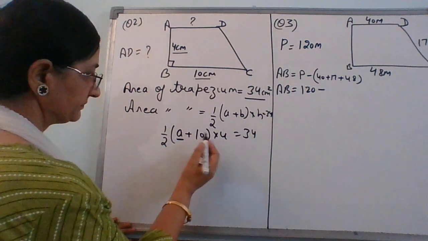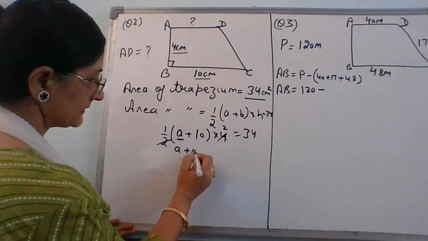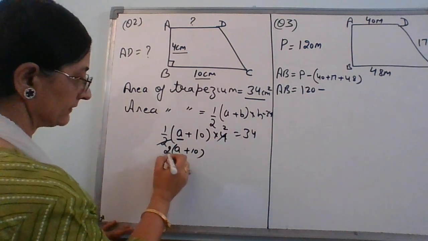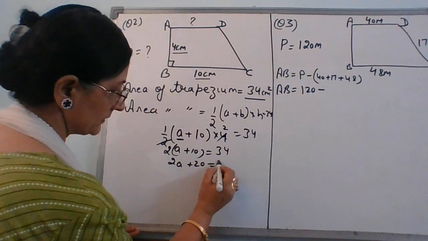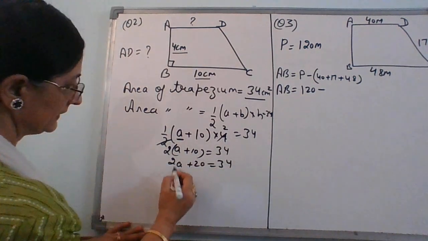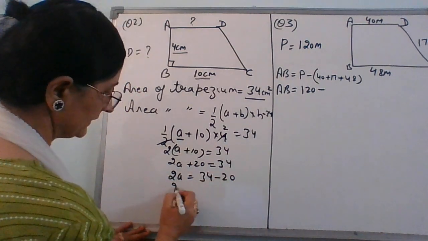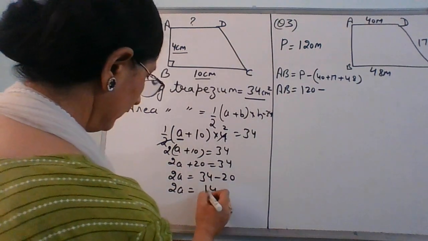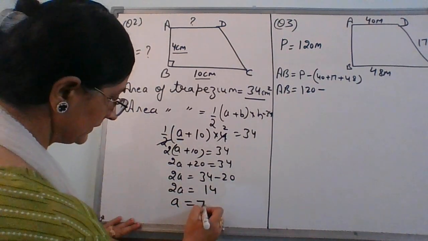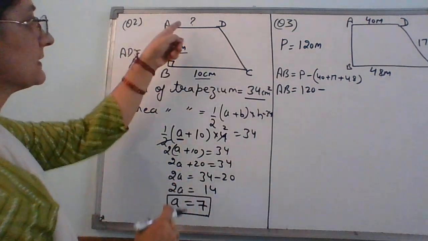So now here, this 2 we can cancel with this 4. So A plus 10, and we have 2 here, and right here in front, right? So 2A plus 20 is equal to 34. So 2A is equal to 34 minus 20. So 2A is equal to 14 and A is equal to 7. So this is the other parallel side, that is 7.